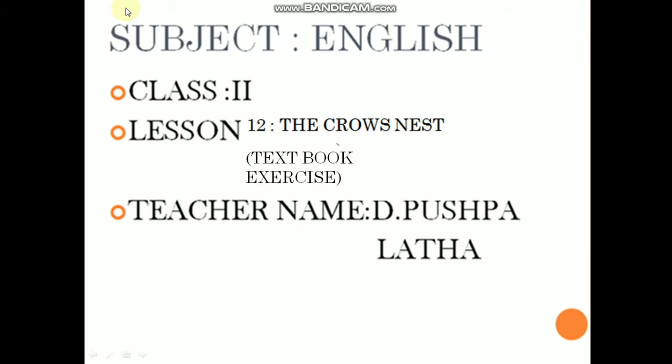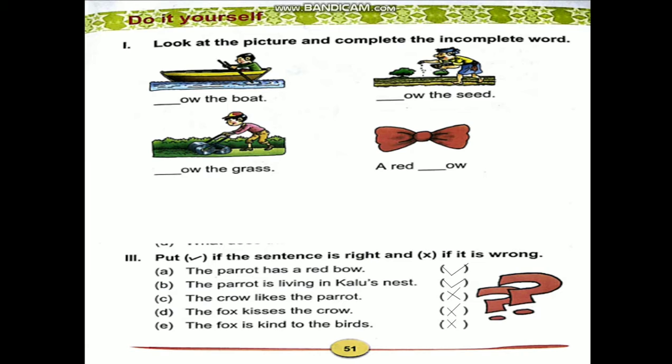Today I am going to teach you Subject English, Class 2, Lesson 12, The Crow's Nest, textbook exercise. I will explain you, children. Yesterday I explained the lesson, no, children. Now I will explain the textbook exercise, children. Okay, children. Are you ready, children?